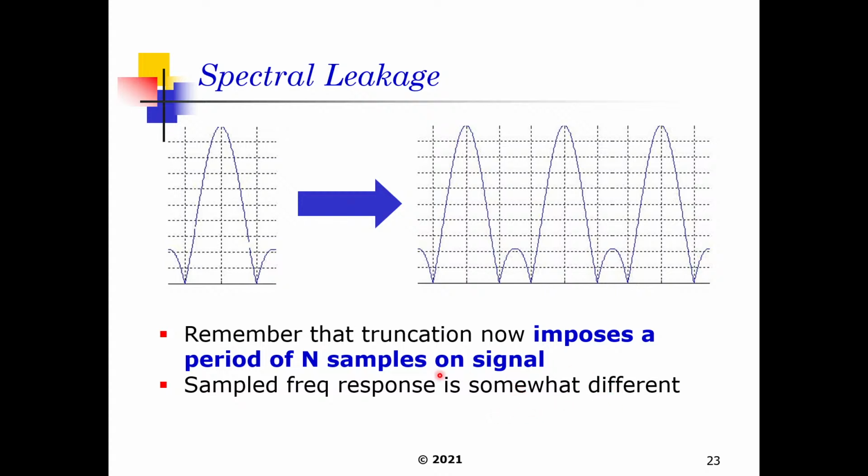Now also remember, because we did this truncation, that means we impose a period of n samples on the entire signal. And the sample frequency response is going to be different because of this imposing of the n samples on the signal itself. Depending on the number of samples capital N, this will result in spectral leakage, which we saw a few lectures back. So it will introduce the aliasing effect at some point, depending on the width of the window that you use for the truncation of the ideal low-pass filter response.